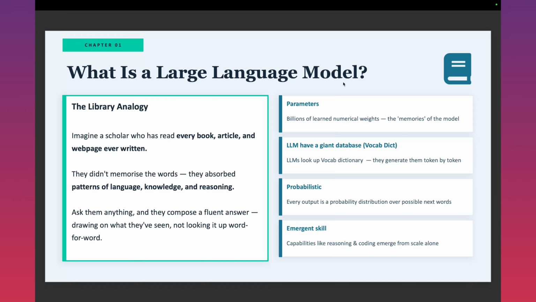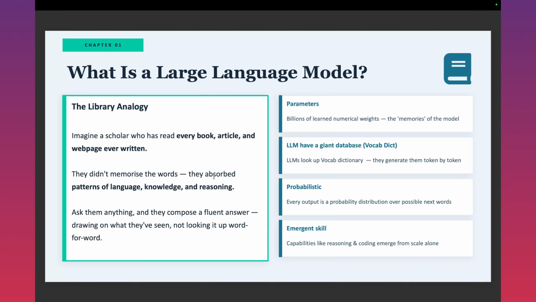So let's try to understand LLMs with this analogy. Consider a scholar who has read every book, article and web page ever written on the internet. The scholar didn't memorize the words, they absorbed the patterns of language, knowledge, and reasoning. Once that scholar is well versed with the entire knowledge, if anybody comes to the scholar and asks any kind of question which is available in any web page, book or article, the scholar composes a fluent answer and gives it very fluently. This is the analogy of a large language model.